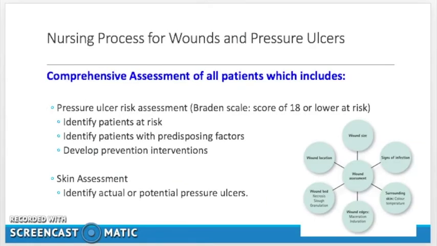So the first step in the nursing process for wounds and pressure ulcers is always assessment. So you want to use a scale such as the Braden scale, which can identify patients at risk for wounds and pressure ulcers and develop preventive interventions in the case that it's a high risk or an actual situation.